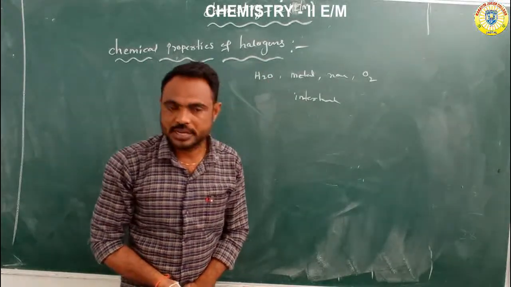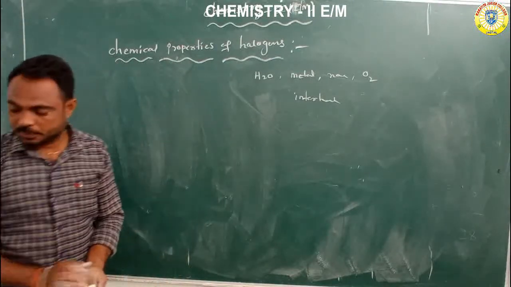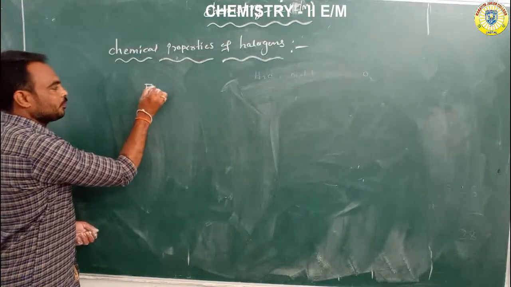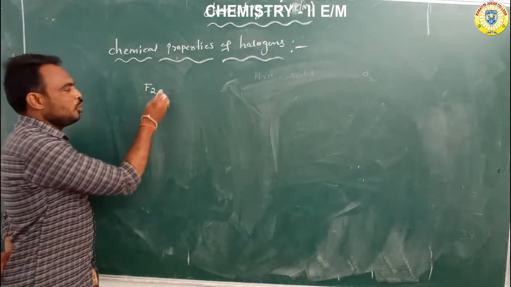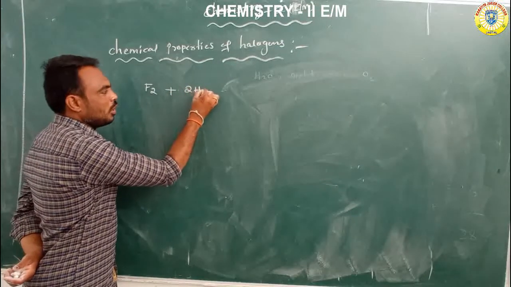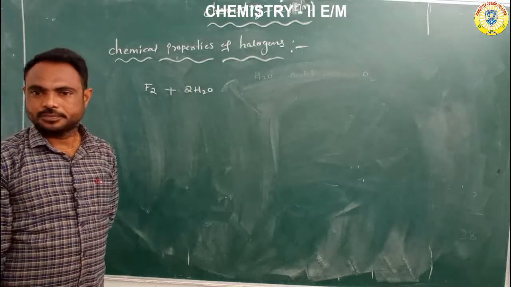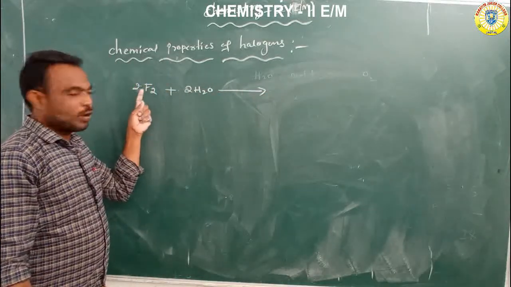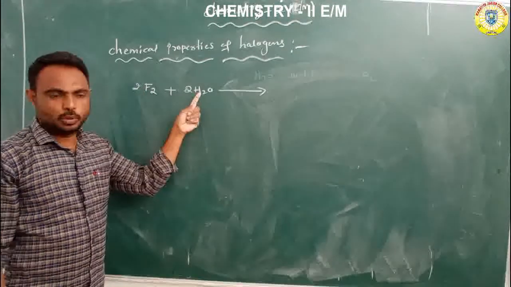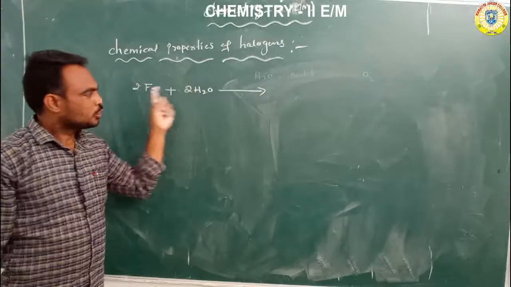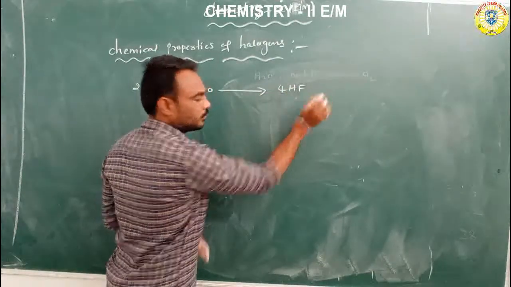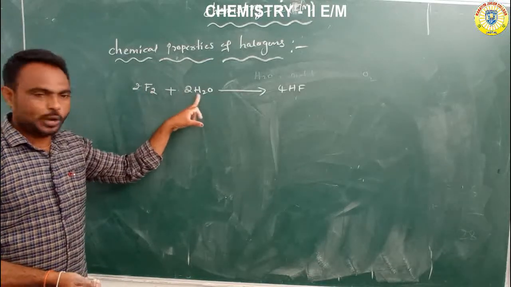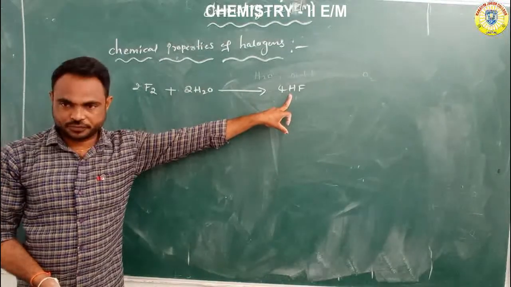Halogens react with water molecules. Suppose for example we have taken fluorine. Fluorine reacts with water molecules to form, in this reaction, 4F and 4 hydrogens, so in total 4HF, hydrogen fluoride. So 2F2 and 2H2 form 4HF.